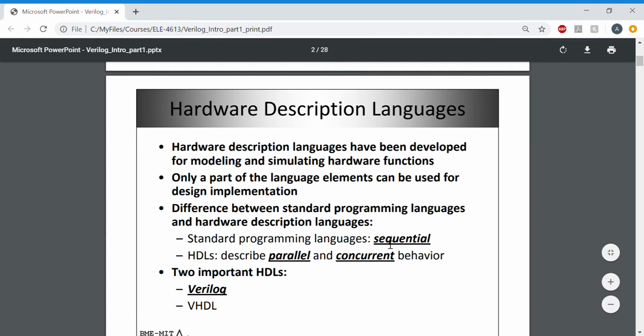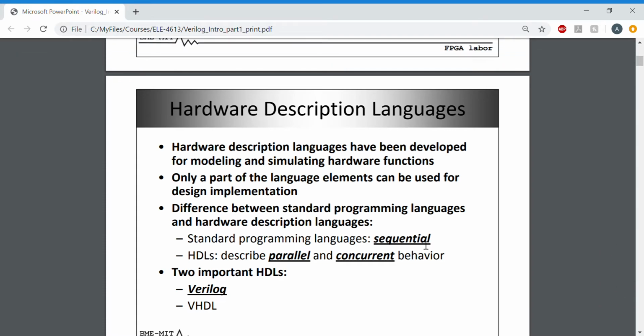Standard programming languages are sequential. What does sequential mean? It means that if you have a list of statements, they are going to be executed one after one. So this is the normal programming like C, C++, whatever you have seen as programming languages. And they always go like a thread. You go from one point and then you go to the next and next and next.